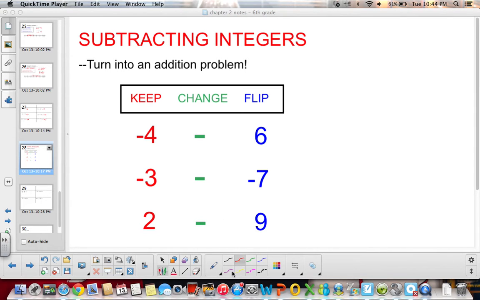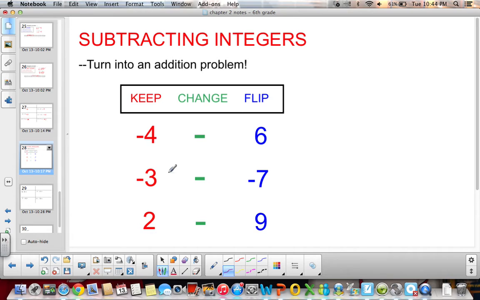So what that means is, to change our subtraction problem into an addition problem, we keep, change, flip. So here's a different color marker. So negative 4 minus 6. We keep the first number the same. We change our subtraction to addition, and then we flip. So we basically change it to its opposite. So we flip the sign. So negative 4 minus 6 is the same as negative 4 plus negative 6, which equals negative 10.